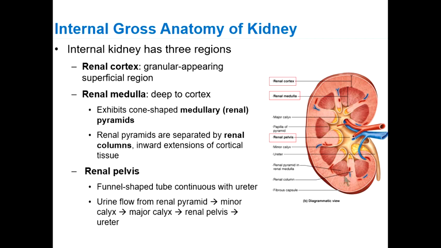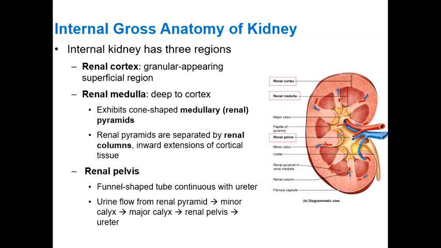And the pyramids appear striped or striated here because of all the collecting ducts, which we'll get to later. And these medullary pyramids, also called renal pyramids, are divided by renal columns. So here's a renal column. There's another renal column there. Renal columns are these inward extensions of the cortex, separating the pyramids of the medulla.